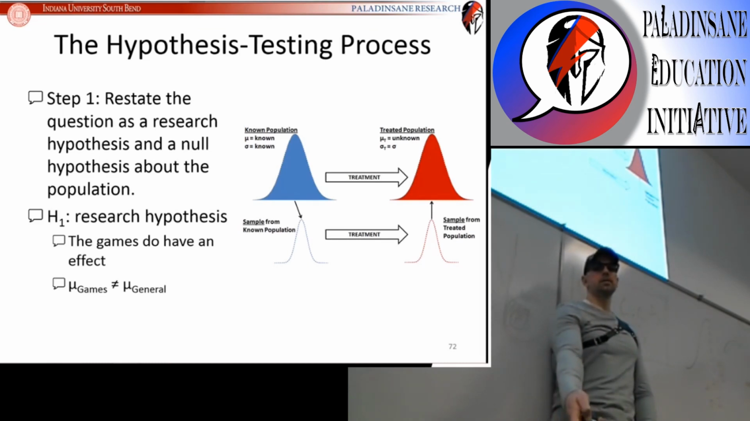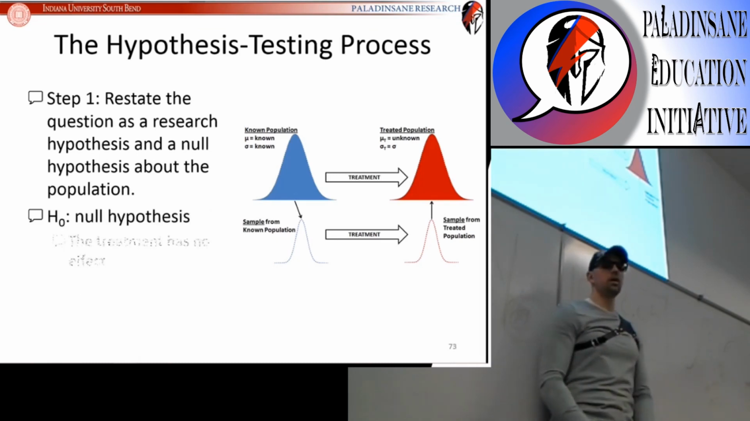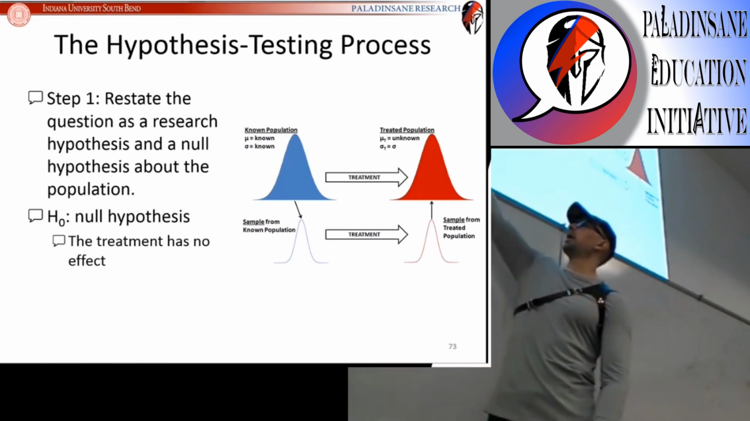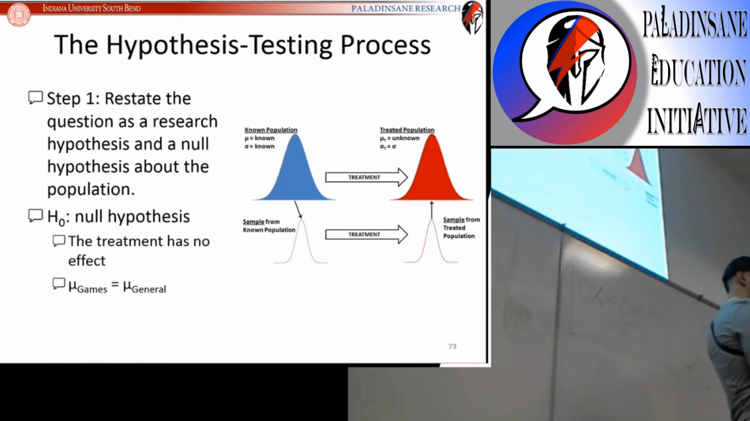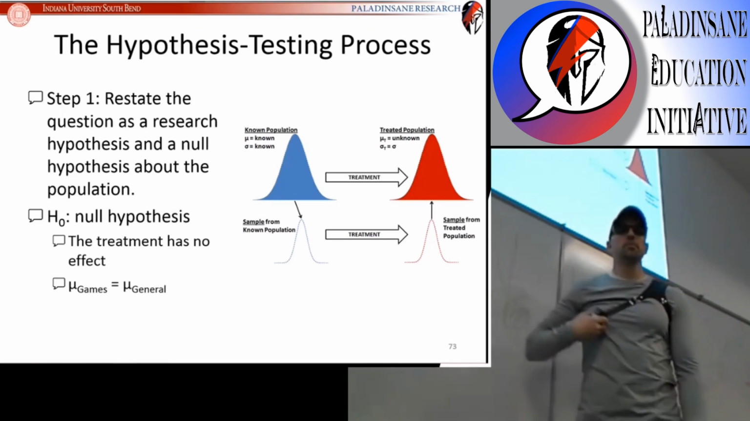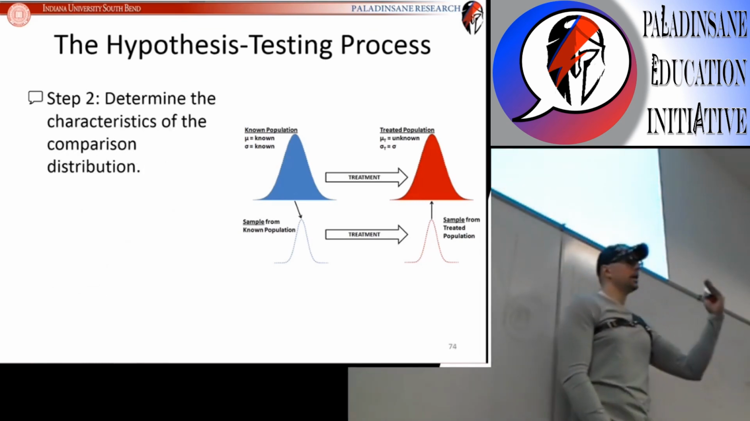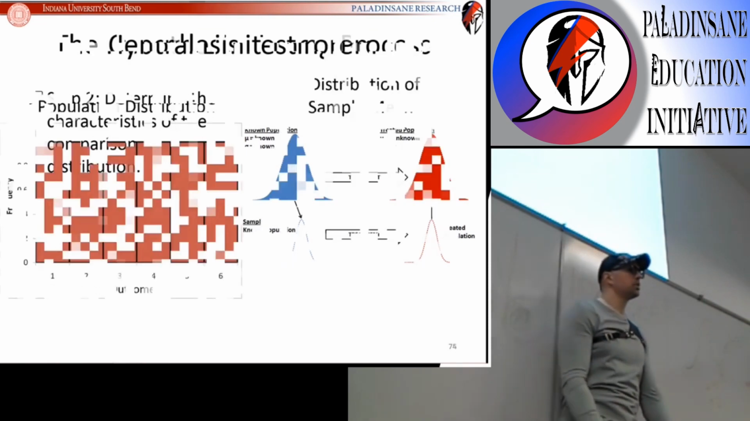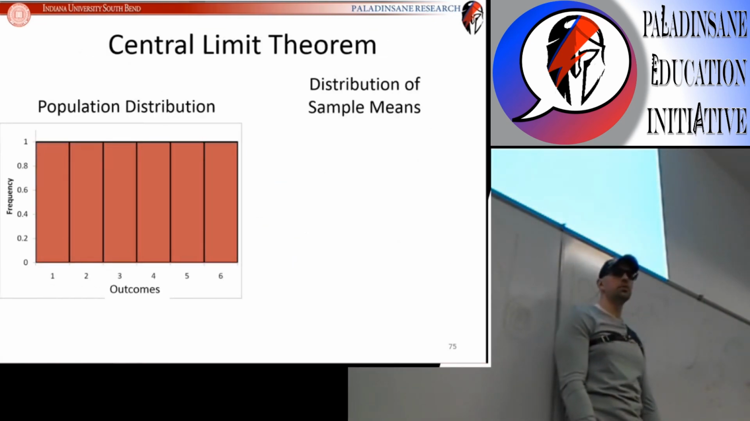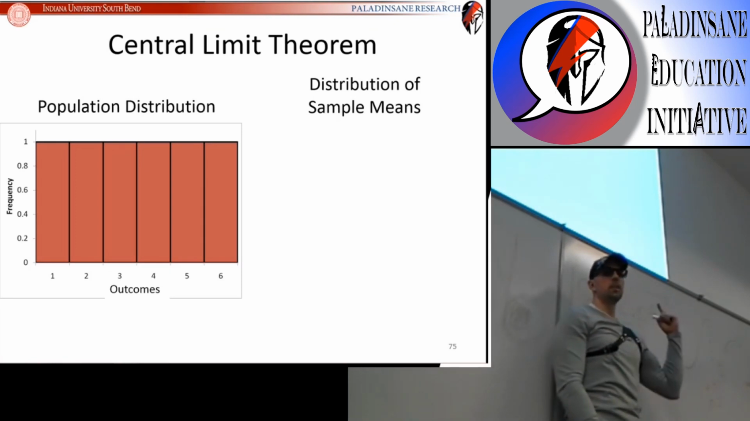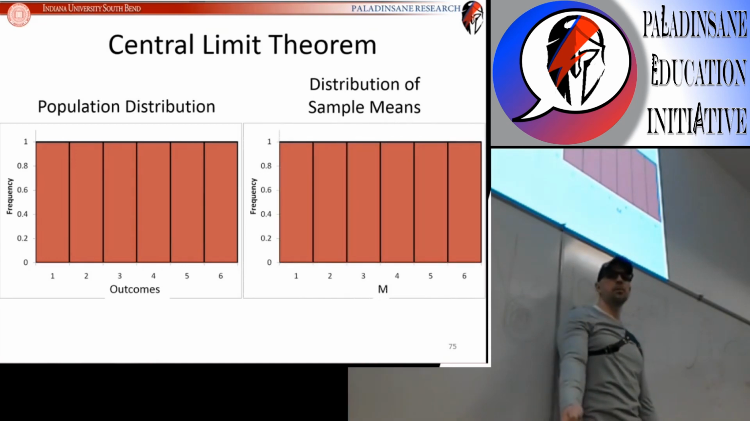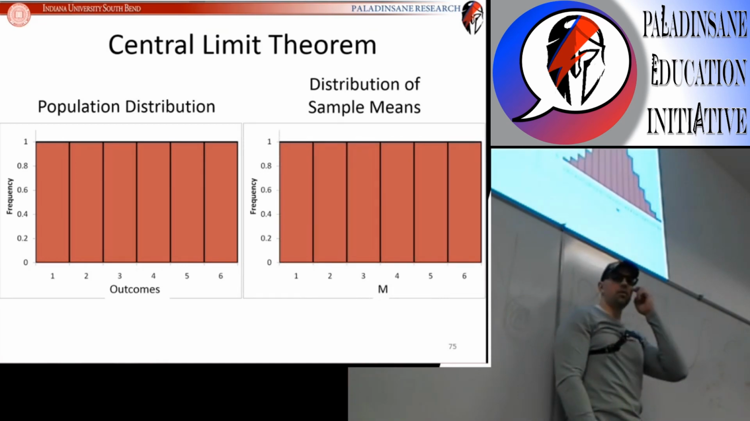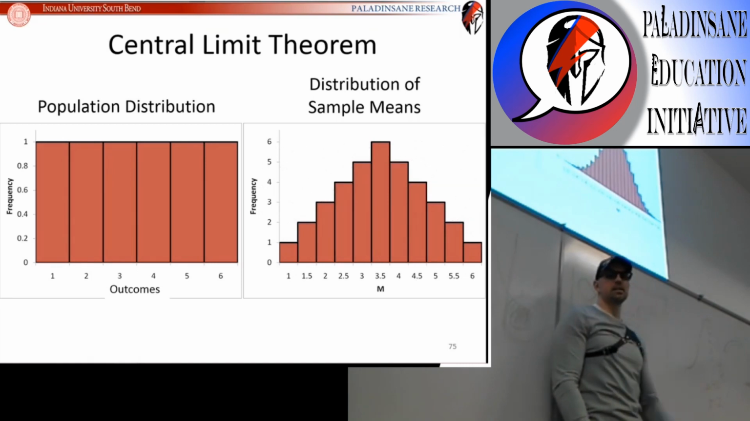The null hypothesis stays the same. The treatment has no effect, right? That's still the null hypothesis. The mean of the games population equals the mean self-esteem for the general population. So that hasn't changed. Step 2, the comparison distribution. The distribution that we're fairly comparing our sample to, meaning we can't compare it to the population, we have to compare it to a distribution of sample means. And again, this is going to be a normal distribution, which allows us to access that table.